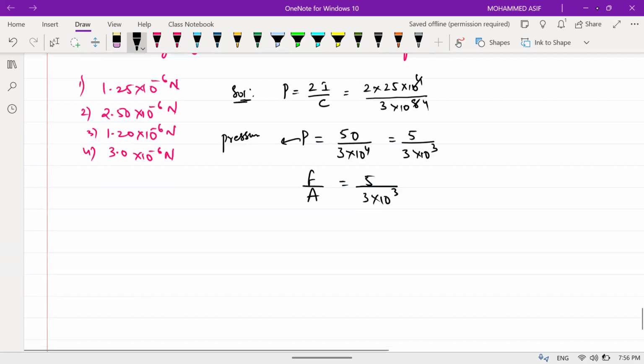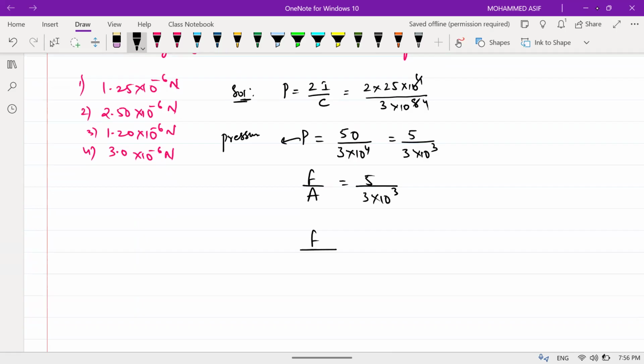So we need to calculate the force. So it is force divided by area. The area is 15 centimeters square. So it is 15 into 10 to the power of minus 2, whole square. And then centimeter square means minus of 4. So that will be equal to 5 divided by 3 into 10 to the power of 3.